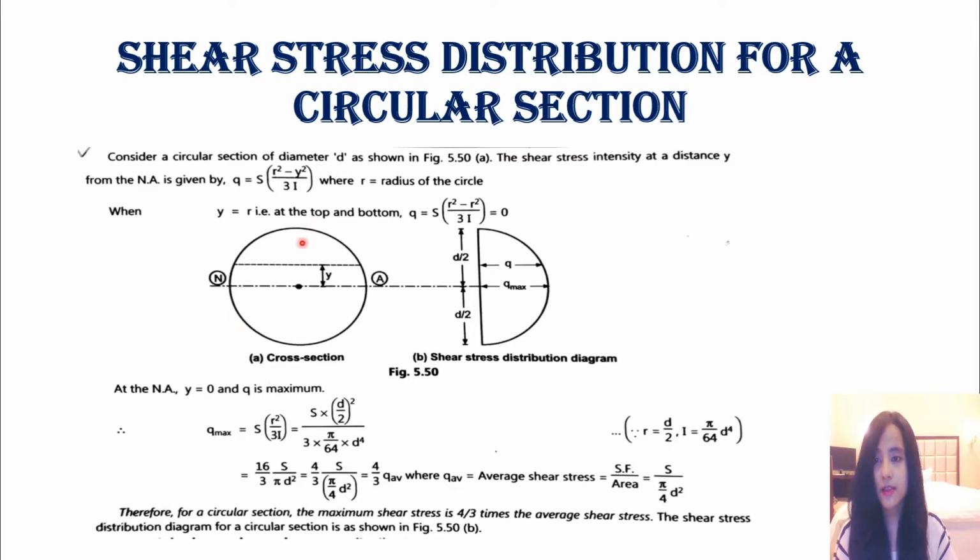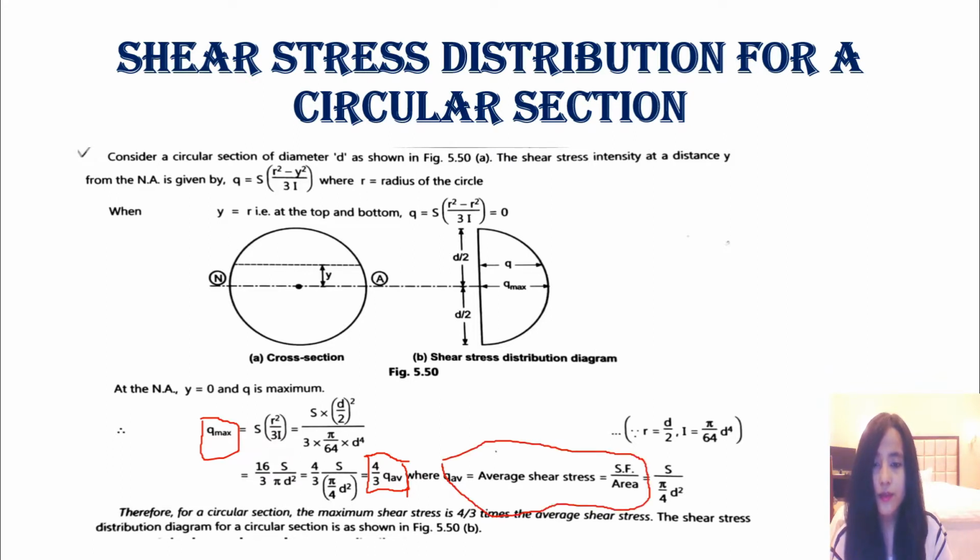As you can see, this is a circular section here, and to find maximum shear stress, the formula is, you don't have to see all this derivation here. You directly see here, shear stress Q max will be equal to 4 by 3 Q average. So this is the formula that you will have to use in order to find Q max. And to find this average shear stress, it will be force by area.